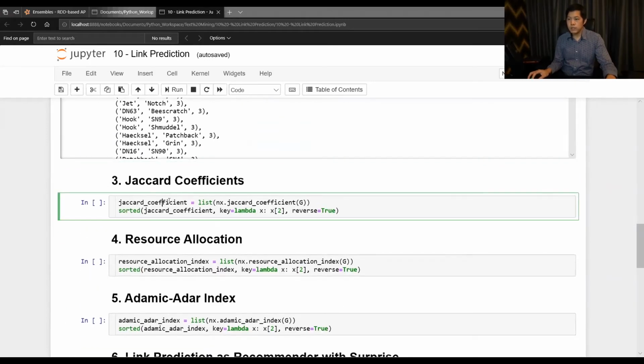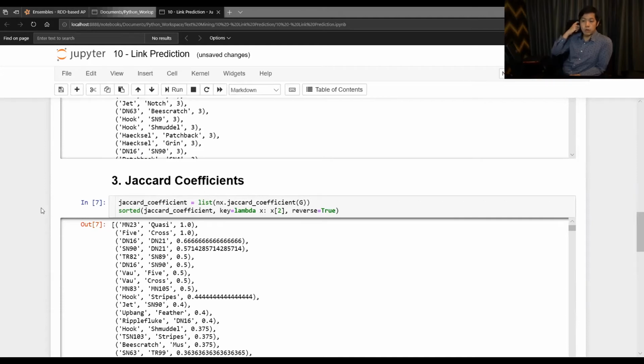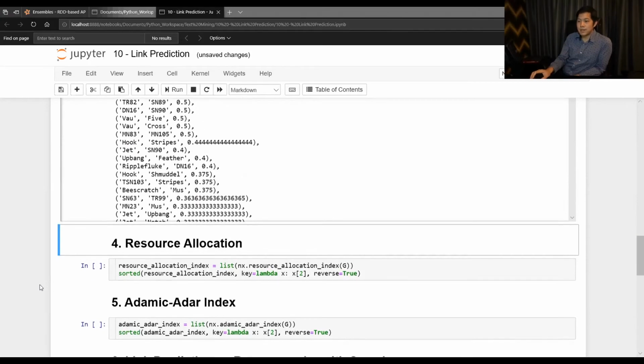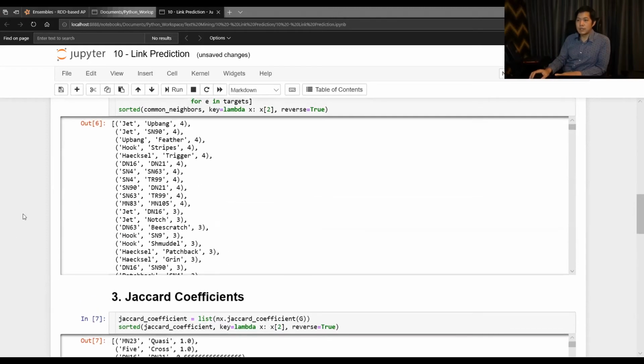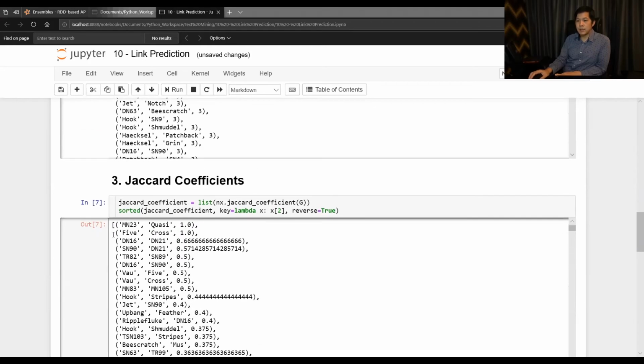Right. For the Jaccard coefficient, here is a function again, and it would list the Jaccard coefficient of each node here. Problem is, this is the Jaccard coefficient of the whole data set, of the whole graph. That means we need to also filter it out to see which one should connect to which. Maybe they are already connected here. Right? So at least we see that Z and SN90 here.